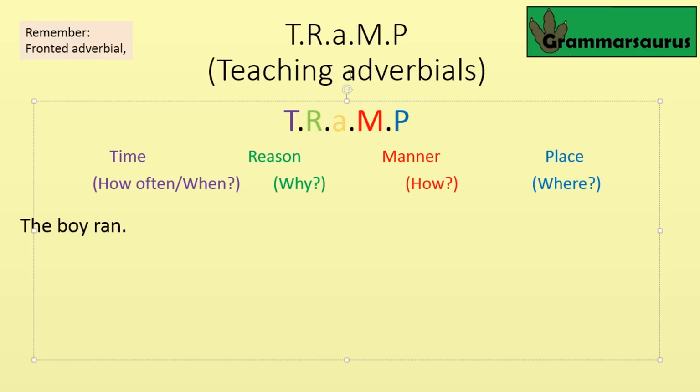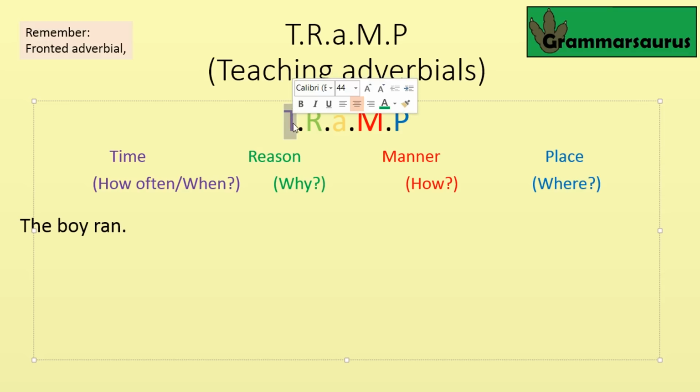So, first things first, let me just clarify what an adverb or an adverbial is. Now, an adverb adds detail to a verb, an adjective, or another adverb. Adverbials is basically an adverb but a group of words. So instead of saying the boy ran quickly, you might say the boy ran with haste. Quickly is an adverb, but with haste is an adverbial because it's more than one word. So that's that. Now let's get on to TRAMP and what it means.